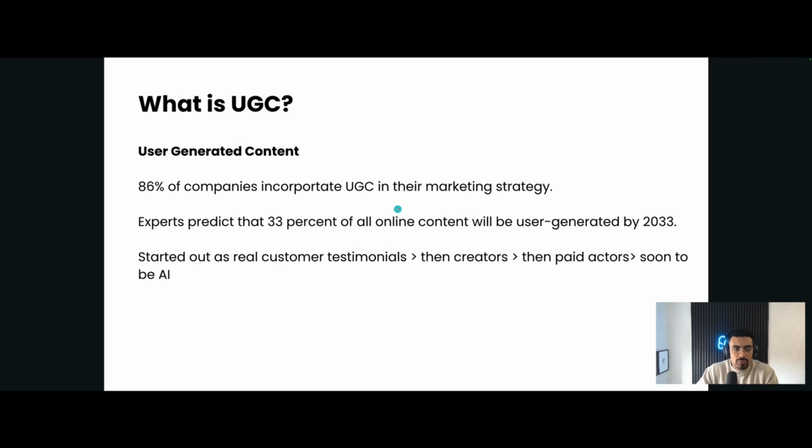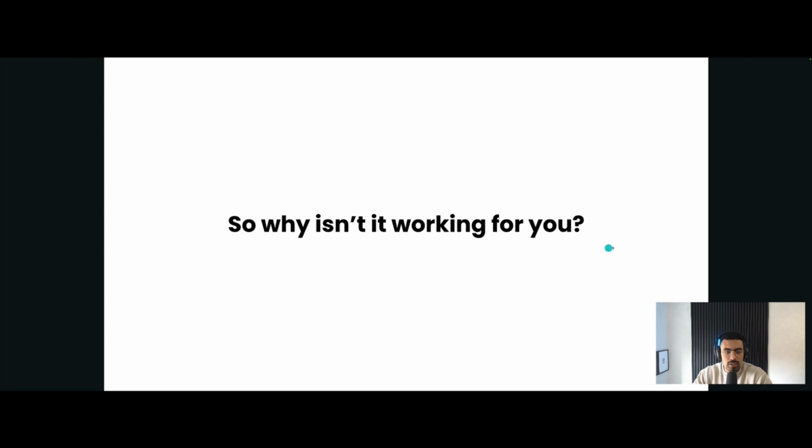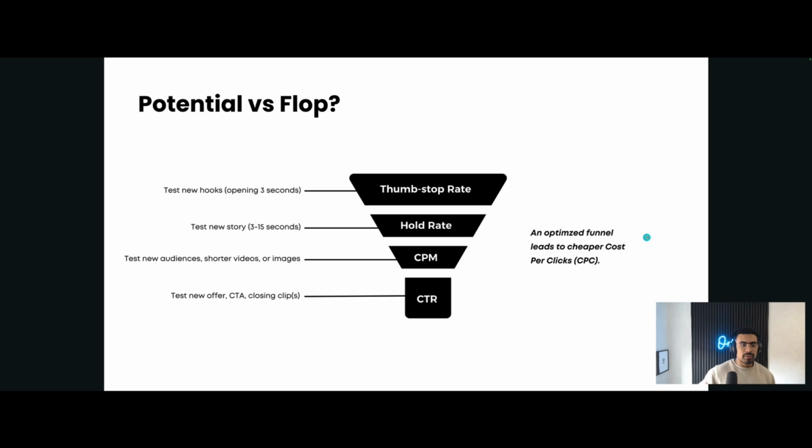And it's really important. So if you're not using user-generated content right now and all of your ads are highly promotional, then you need to make sure that you're using UGC, but you need to use it in the right way. So maybe you've tried it. Why isn't it working for you? It's probably one of a few things.